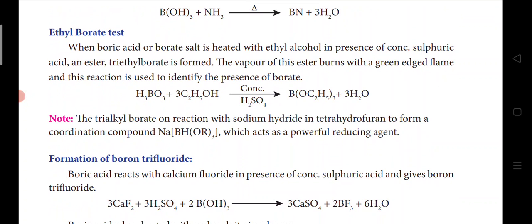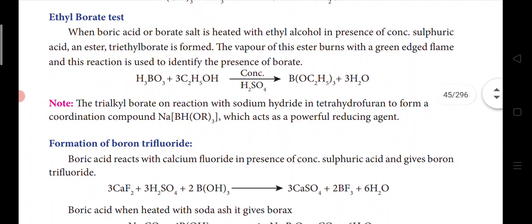So when boric acid or a borate salt is heated with ethyl alcohol in the presence of concentrated sulfuric acid, an ester, triethyl borate, is formed. The vapor of this ester burns with a green edged flame. So when we burn the triethyl borate, it burns with a green edged flame, and this reaction is used to identify the presence of borate radical. This equation is very important.